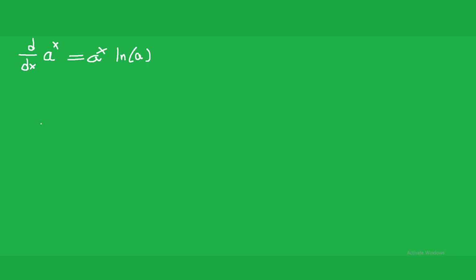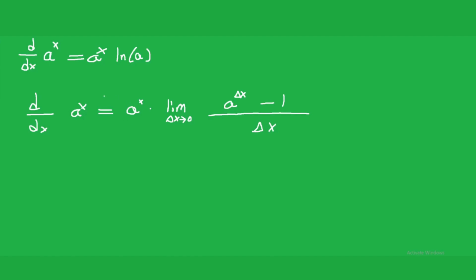And I want you to remember that the derivative of a to the x in terms of the difference quotient, I wrote as a to the x times the limit as delta x approaches 0 of a to the delta x minus 1 over delta x. And if you're wondering where I got that from, I wrote it in a previous video. I believe it's called just derivatives of exponential functions.